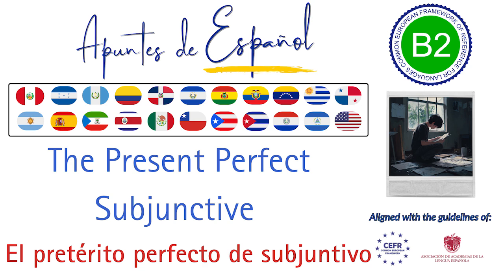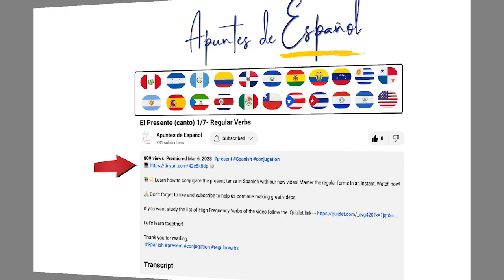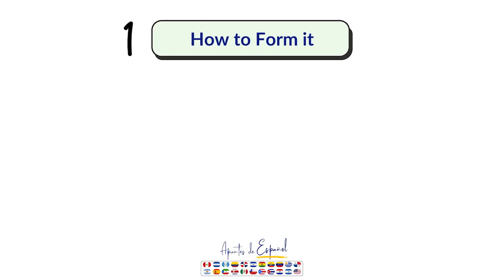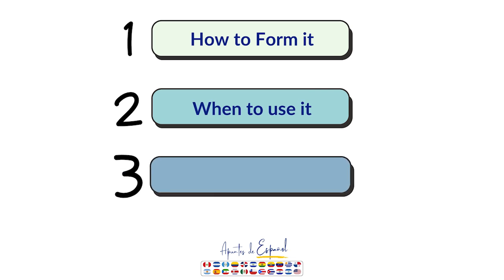In this video lesson, we will learn the present perfect subjunctive. If you want to download the worksheet, you will find it attached in the description. In this video, we will learn how to form and when to use the present perfect subjunctive. We will also include some exercises to practice.